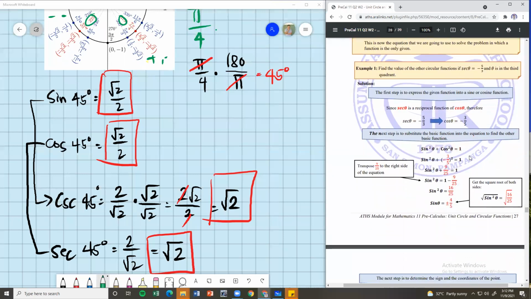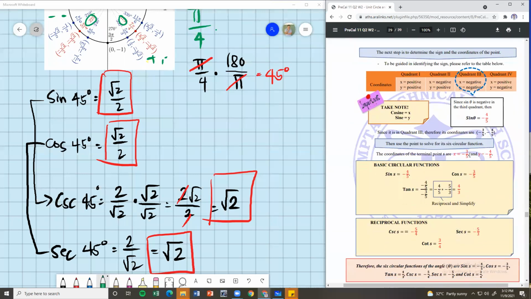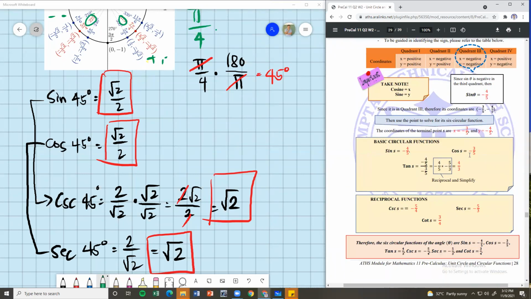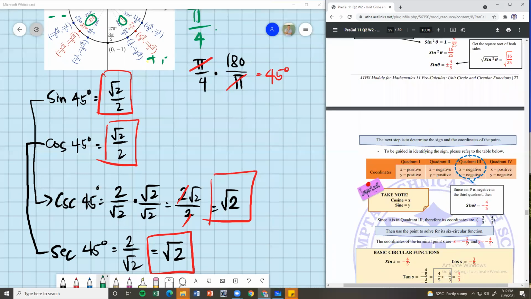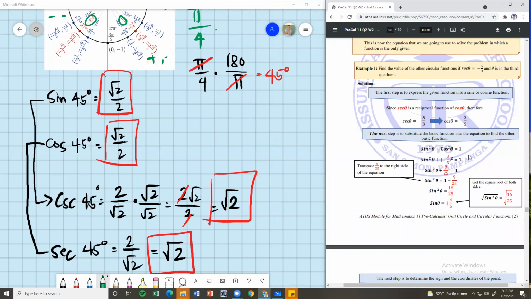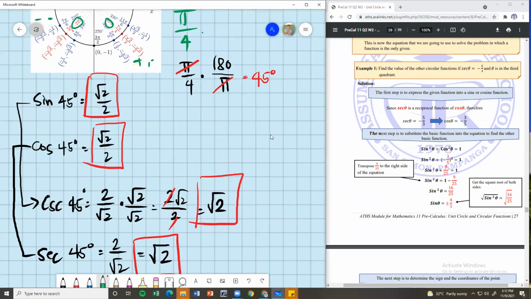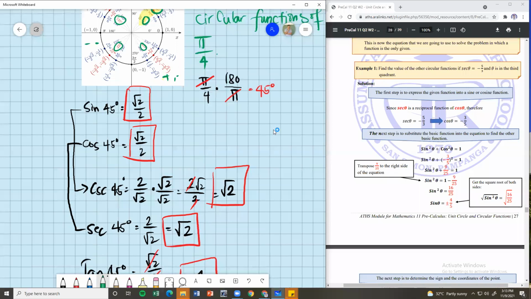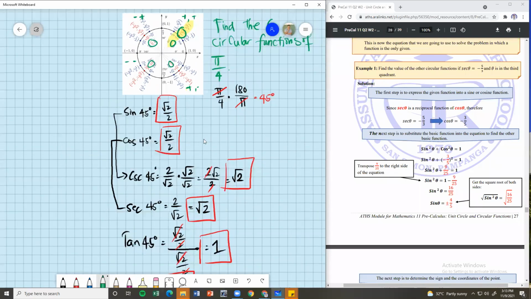Uy, meron pang isa. But actually, this is just very easy. Oh, 6 circular functions lang din yan. Kaya pa? Okay. This is just actually easy. Ito naman, tuturuan ko kayo ng mas mabilis, kasi sobrang haba ng proseso nila dito. The process in the SLM is quite long, but what I will be teaching you is a lot faster.